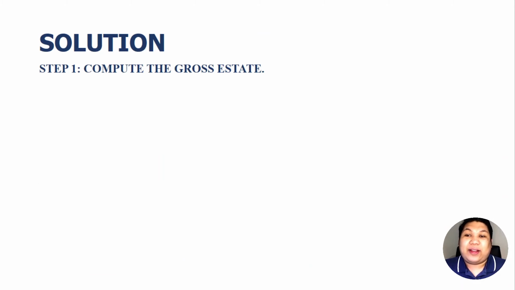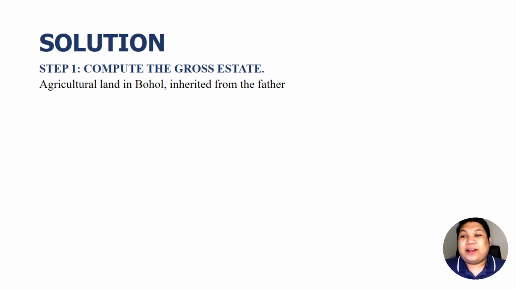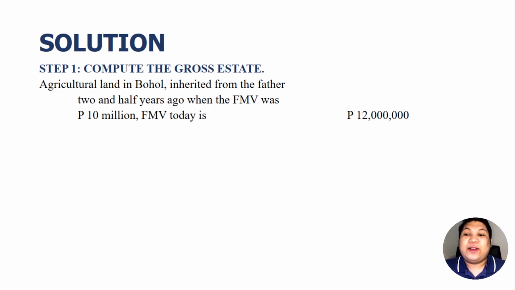Our first step is of course to compute the gross estate. So we have here agricultural land in Bohol inherited from the father, and that was 2.5 years ago, when the fair market value at that time was 10 million.